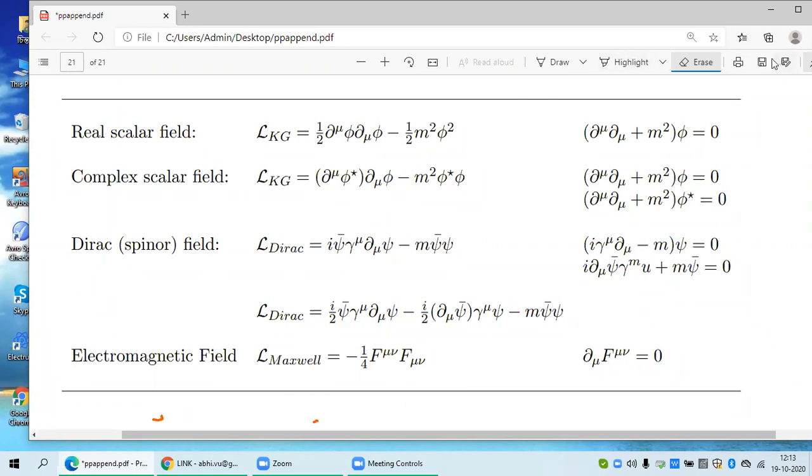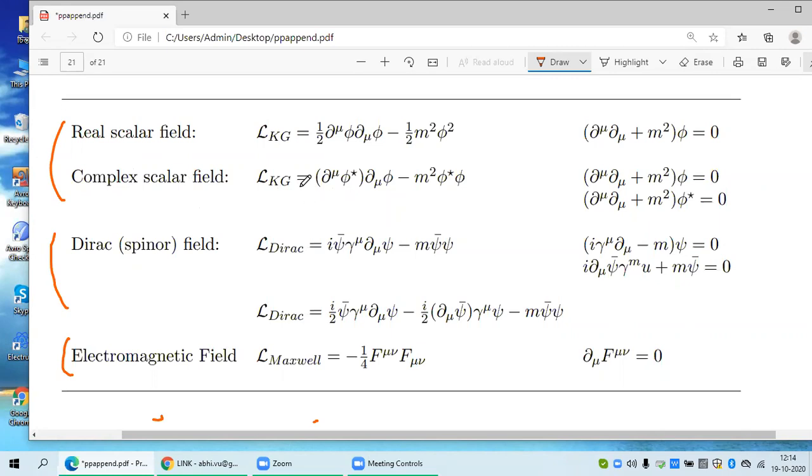So actually these are for spin zero particles. This is for spin half particles. This is for the photon. Photon does not belong to quarks and leptons. Okay, so it will serve as a mediator of interaction. So we will see that gradually.